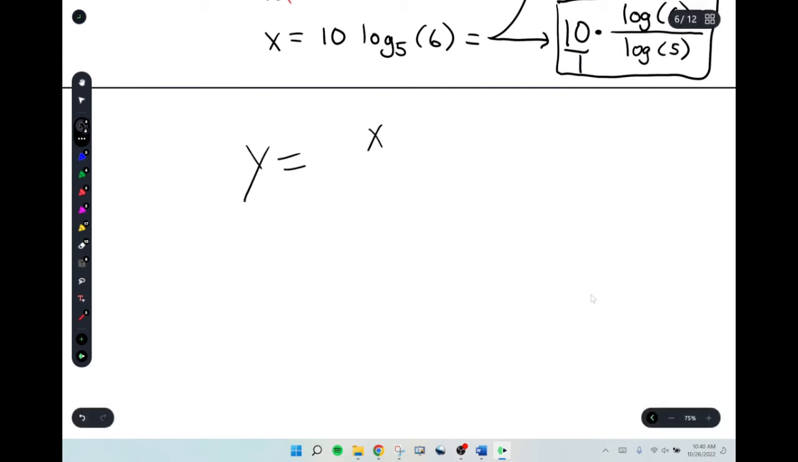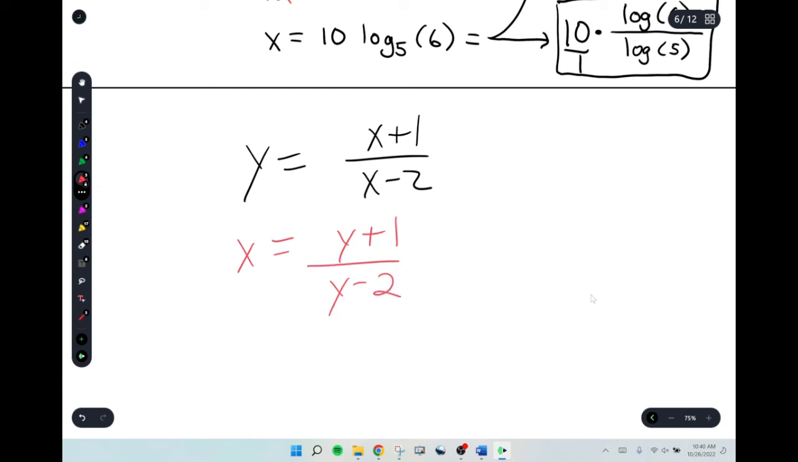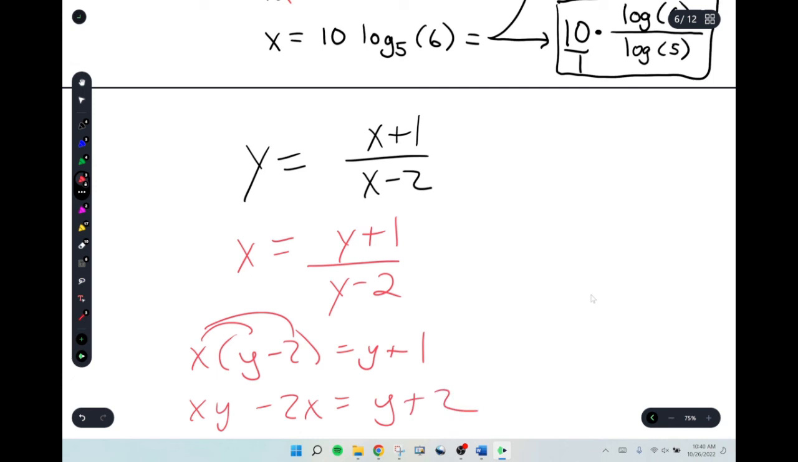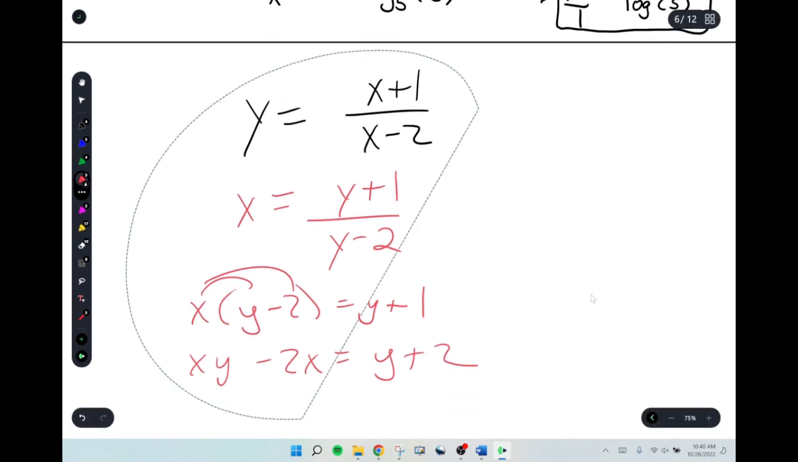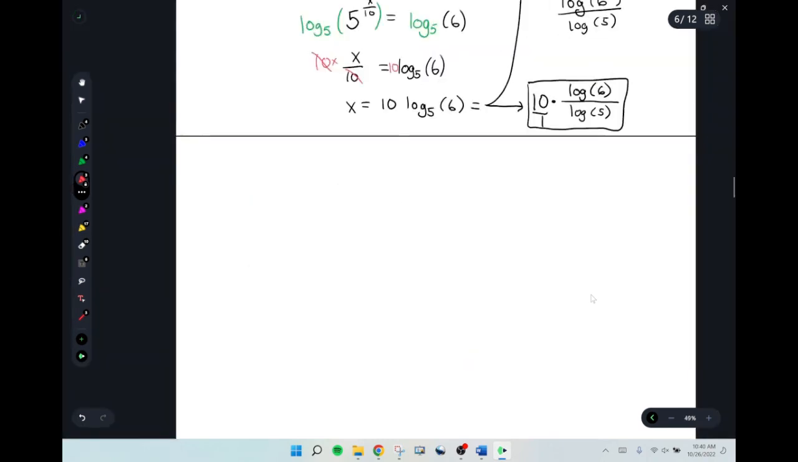If you have something like y equals x plus 1 over x minus 2, don't write this. Remember, inverses mean you switch, right? So x equals y plus 1 over y minus 2. Then you move the y minus 2 over, and you have to distribute, so xy minus 2x equals y plus 1. You have to get all the y's on the same side and pull out the y together. It's that same concept: I need to get all the things I want on the same side of the equal sign.